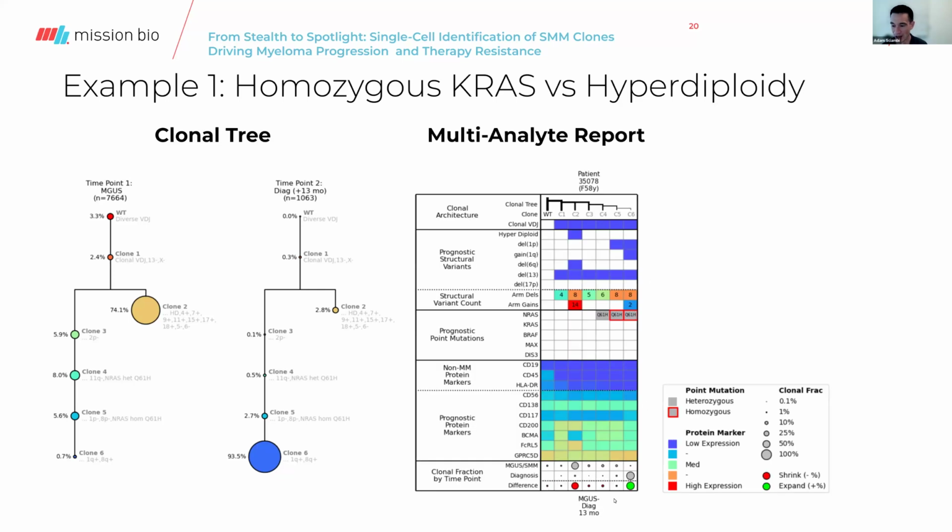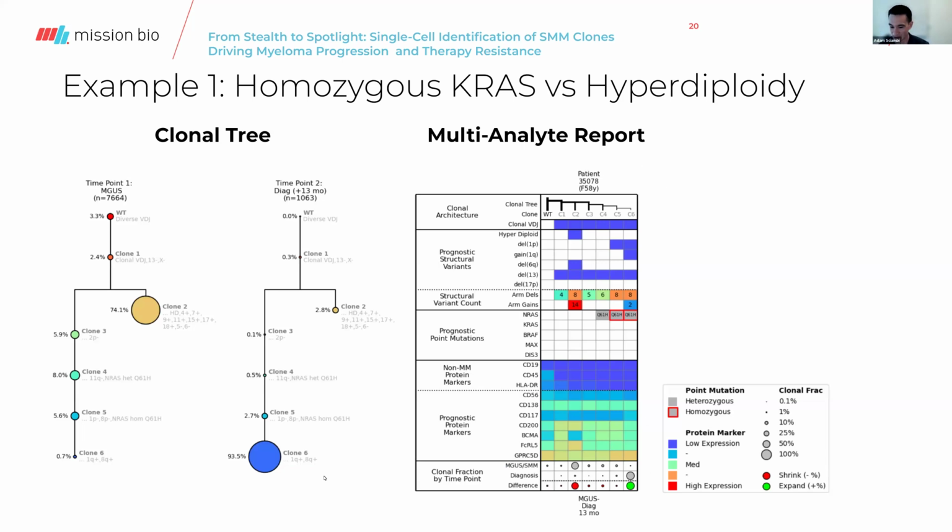Here's that table that I showed earlier. But now you can pair it to the clonal tree. You can see clone 2 with this hyperdiploid. That's this here. You can see this big red dot indicating the hyperdiploid, the number of arm level gains. And you can see that it starts off large and then becomes small. The red dot means that it's shrinking, or at least no longer being the dominant population.